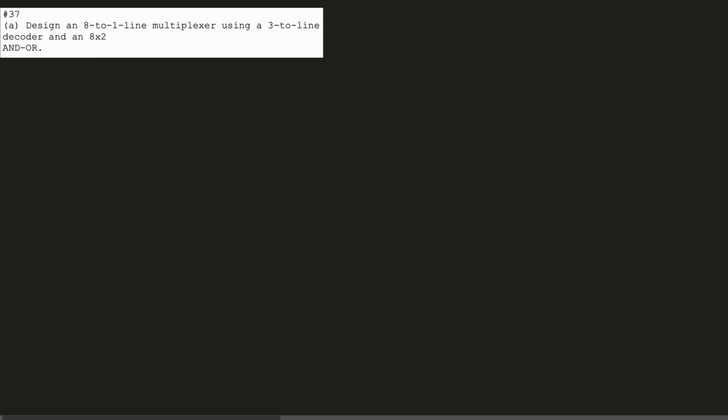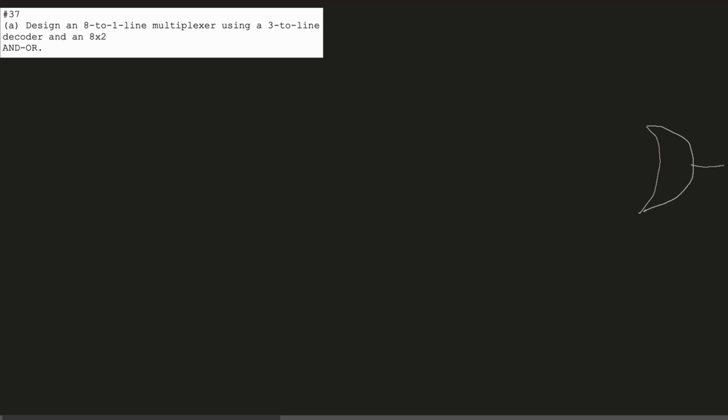We're asked to design an 8 to 1 line multiplexer using a 3 to 8 line decoder and an 8 by 2 AND-OR. So when we make this, we're going to look at the last part first. So we have this AND-OR and then this 8 by 2. For this, we're going to have an OR gate, and this is going to be some large OR gate, and we'll do it over here. The reason why it's going to be large is because we have to accept 8 inputs.